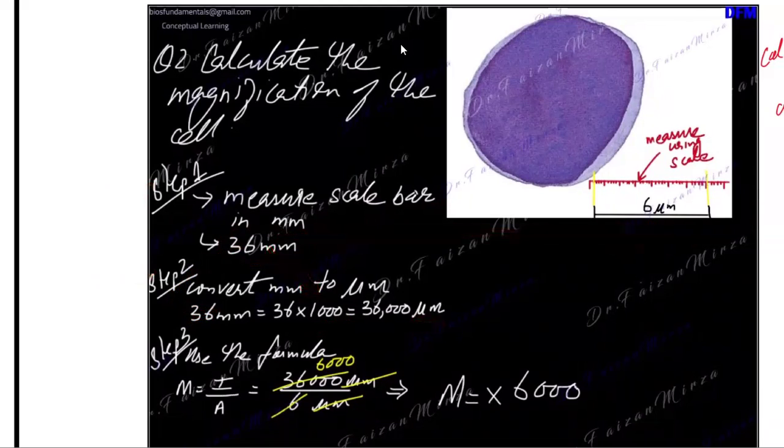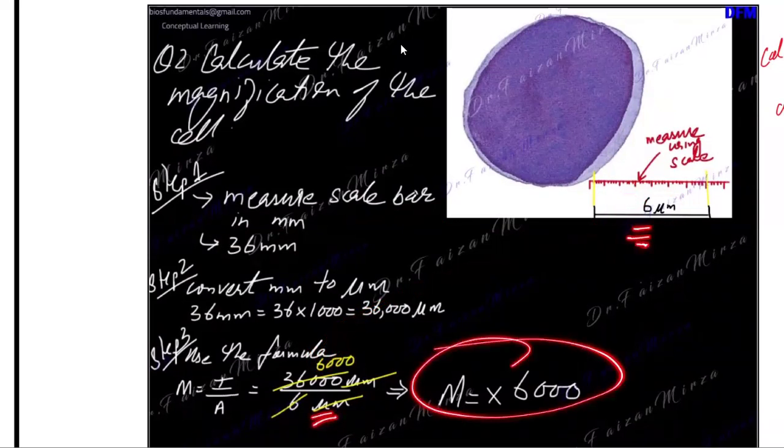Once you have the reading in micrometer, you incorporate this and just put it in the formula. M is equal to I upon A. Whatever answer you actually got from your image will be placed in the numerator. You will not place 6 micrometer here. The measurement that you took, which you got as 36,000 micrometers, you will place at the numerator, and you'll divide it by 6 micrometer, which is the value of the scale bar, and you get the magnification, which is 6,000.